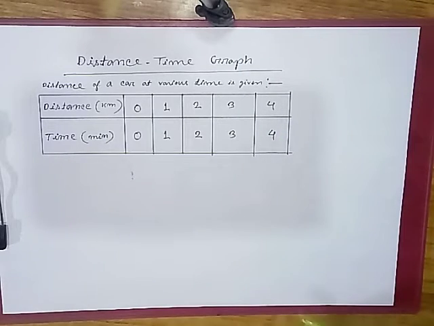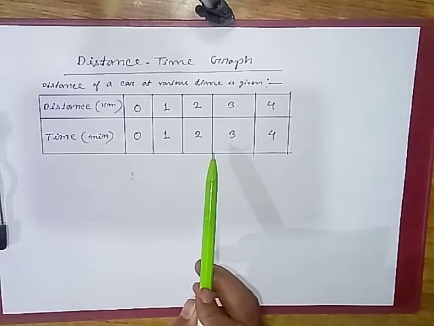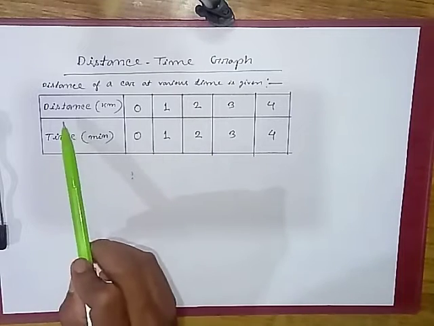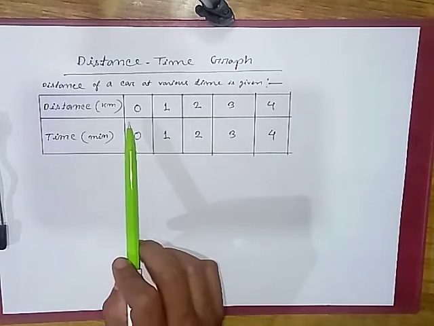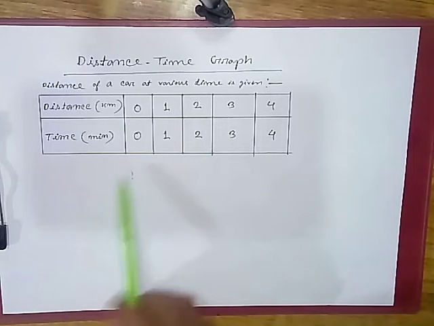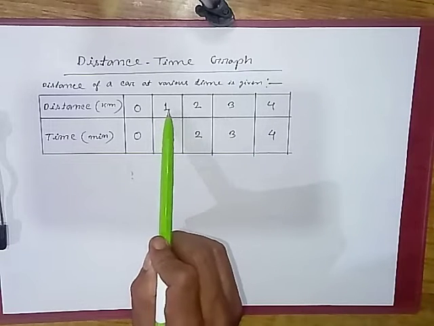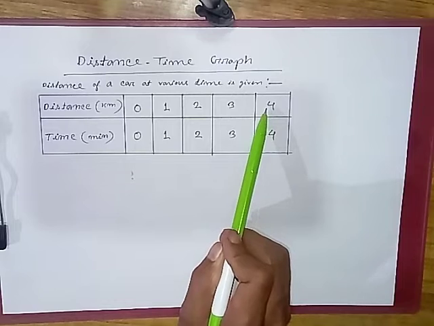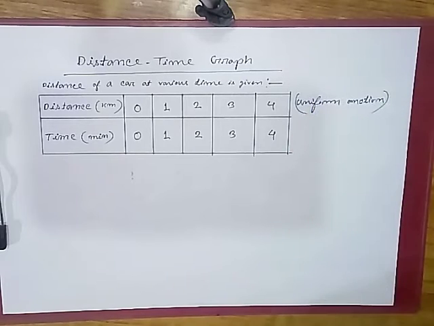Now we have to draw distance time graph for this table. And one more thing, from this table we can clearly observe that the car is going through a uniform motion, because in equal intervals of time the car is traveling equal distances. Therefore the car is said to be in uniform motion. Now we will draw the distance time graph for the car.